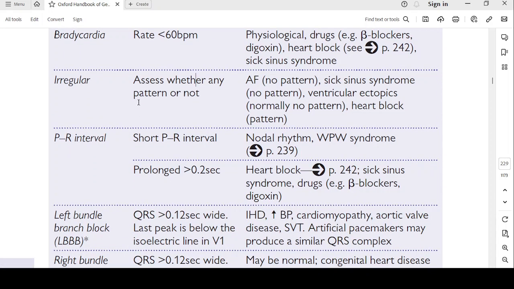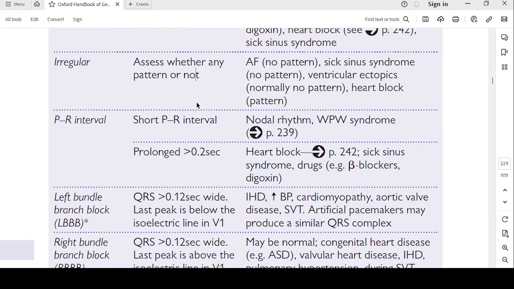Irregular. Assess whether any pattern or not. So if you find an irregular pulse, you have to check whether it is regularly irregular or irregularly irregular. If it is regularly irregular, that means there is a heart block which is transmitting regularly and not transmitting regularly. And if it's irregularly irregular, it is definitely atrial fibrillation. Atrial fibrillation has no pattern, so it is irregularly irregular.